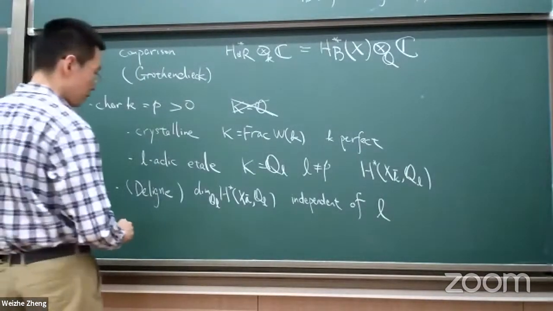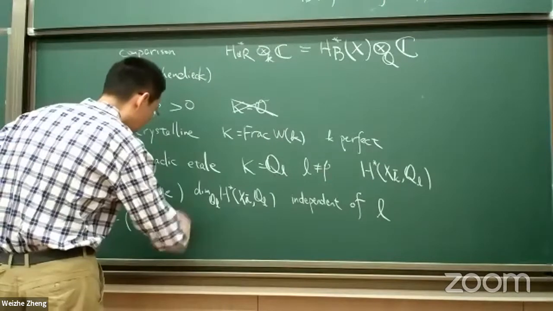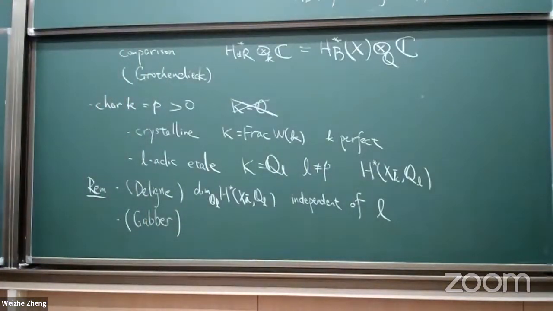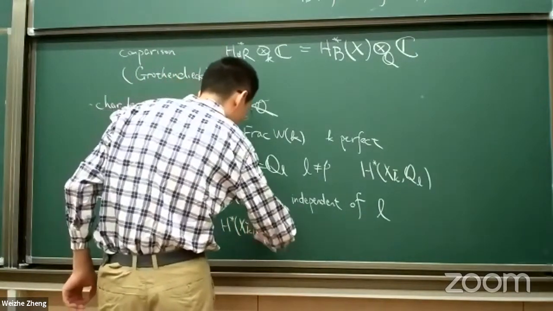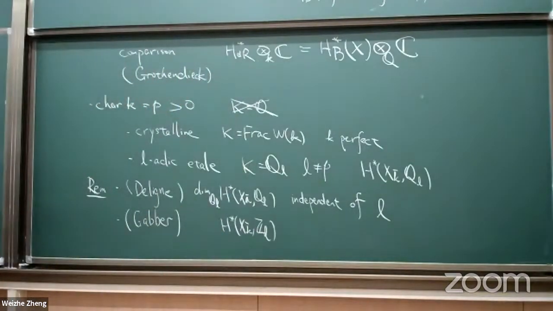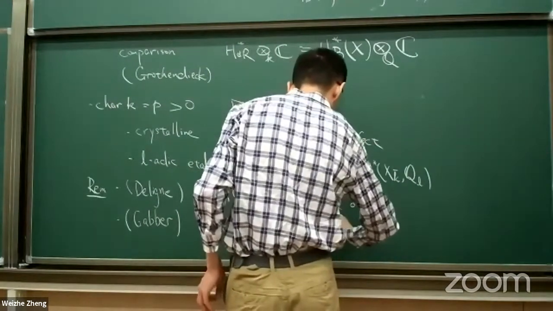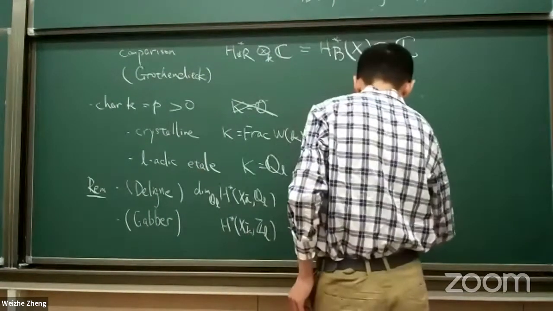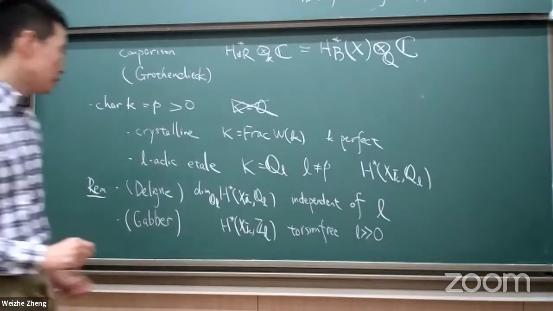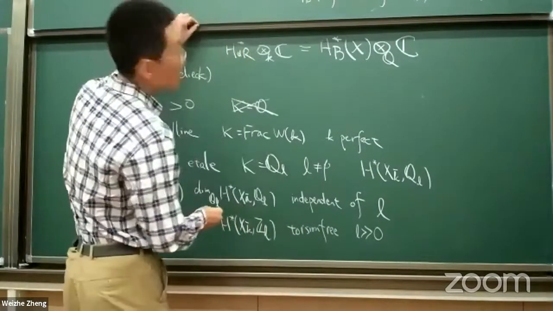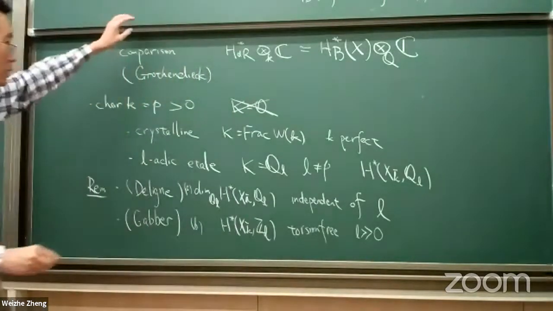Now, there is a related result of Gabber. The theorem of Gabber says that, furthermore, there is an integral structure: the integral l-adic cohomology, with coefficients in Z_l, is torsion-free for l large enough. So let me call this A and let me call this B. Now we can reformulate A.